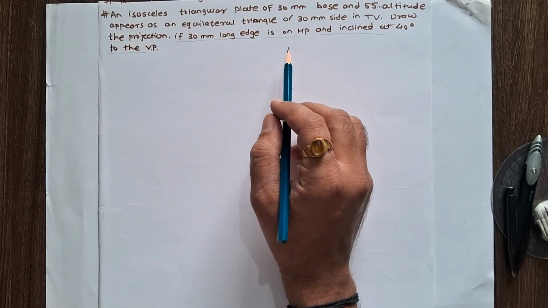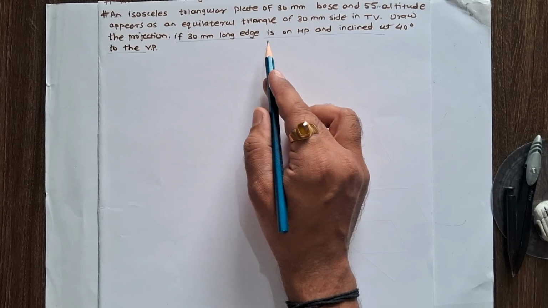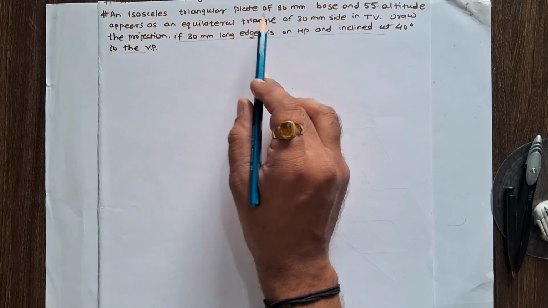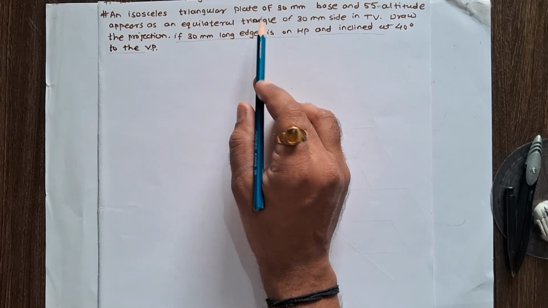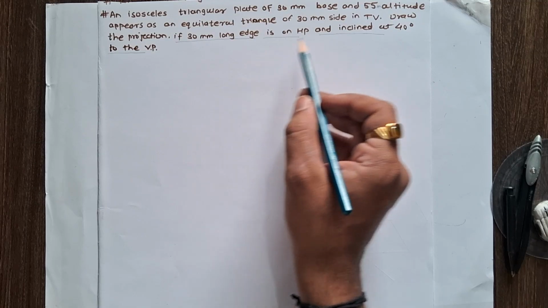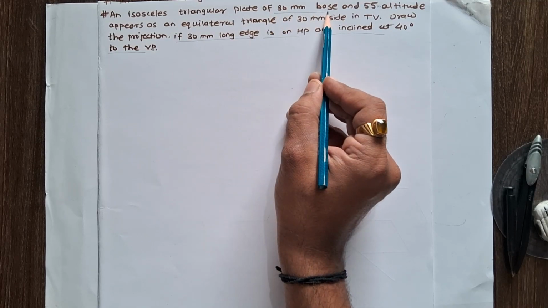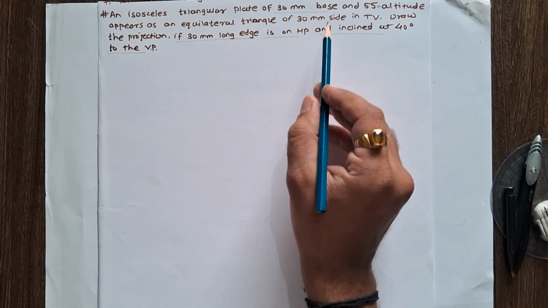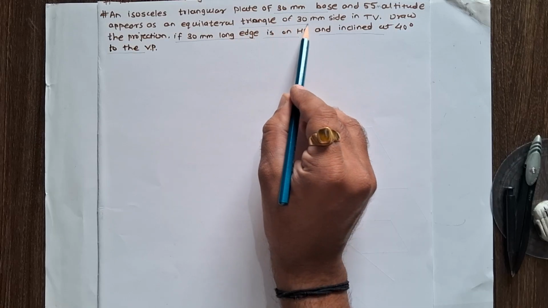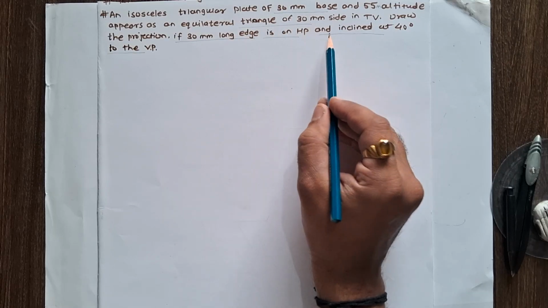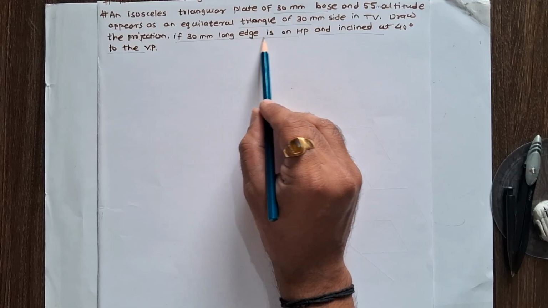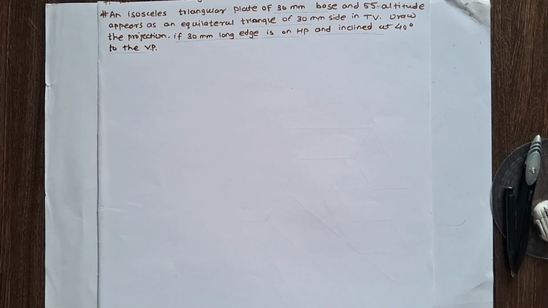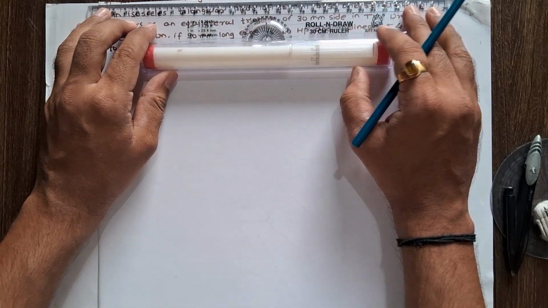Now here in this problem, three conditions are given. The first condition is the isosceles triangular plate is in the horizontal plane and it is resting on its 30 base. The second condition is given, the plane appears as an equilateral triangle in the top view, and the third condition is the same edge is inclined at 40 degree to VP. Now here, see the solution of this problem.